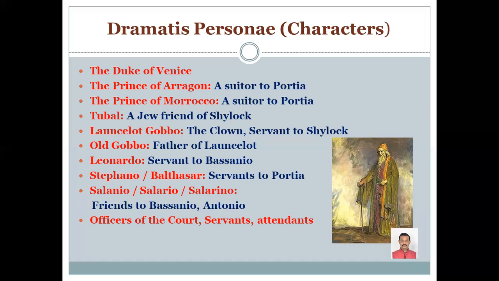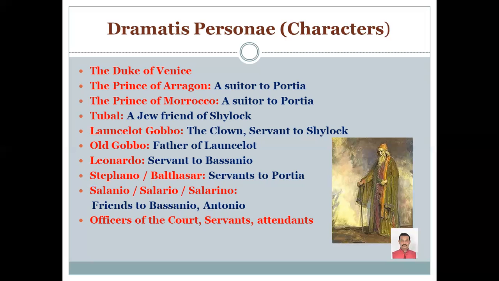He works for Bassanio and works very honestly for him. Then Stefano and Balthazar are there. These are servants to Portia. Then Salanio, Salario, Salarino. These three people are common friends of Bassanio and Antonio. I can add one more name: Salanio, Salario, Salarino, and Graciano are friends to Bassanio and Antonio.